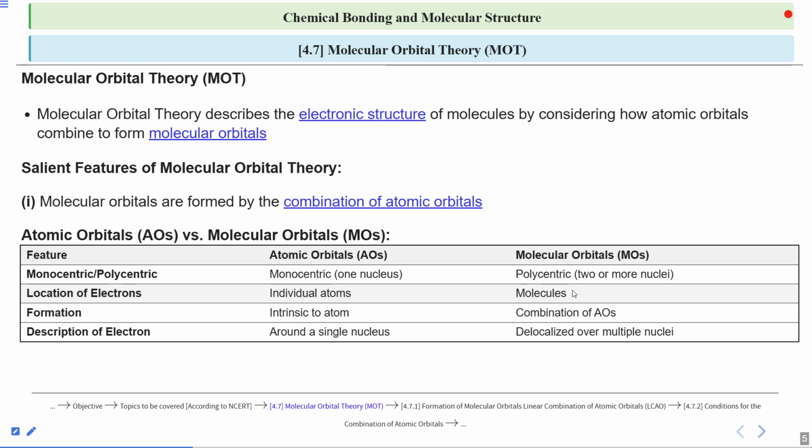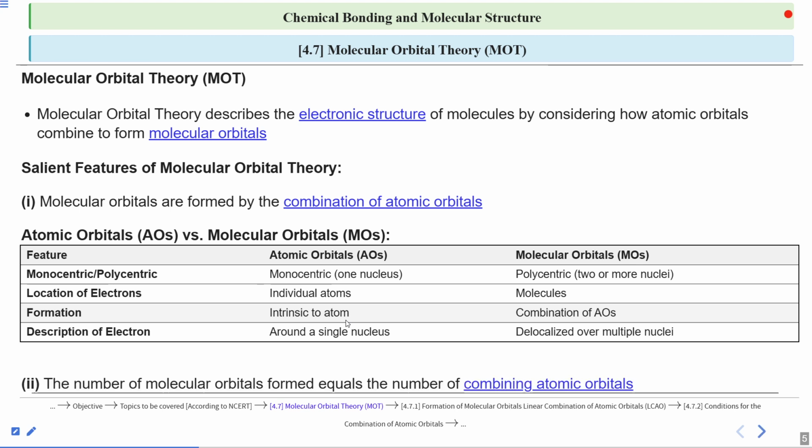Now, if you know that your combination is doing the work of creating the molecular orbital, and the combination of atomic orbitals and the new molecular orbital are being affected by both the nuclei, or I would say more than 2 nuclei of the atoms of the molecule, then we can move further. So our next point is: the number of molecular orbitals is equal to the number of combining atomic orbitals.